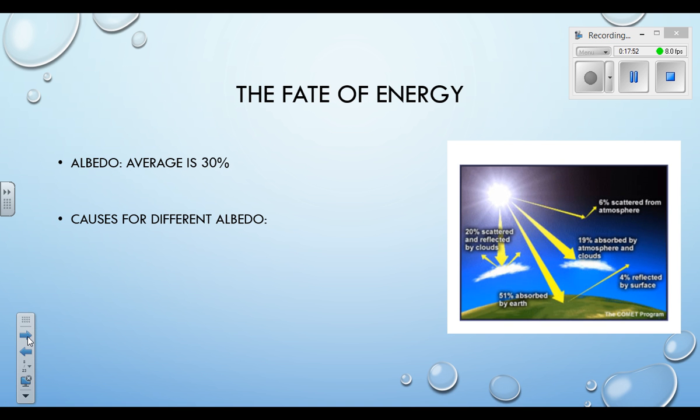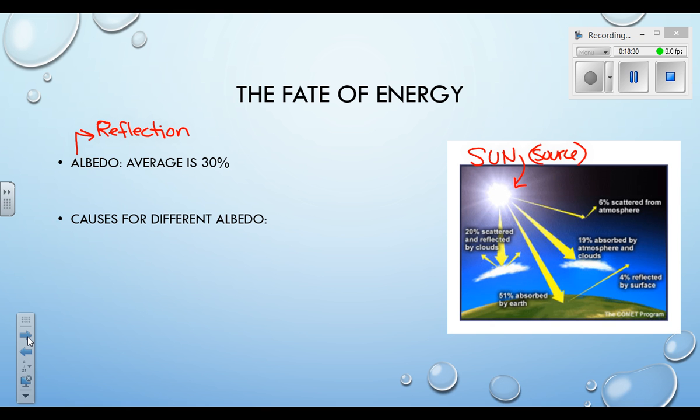So what happens to energy? You should have learned what albedo was last year, but I will remind you. Albedo has to do with reflection. So when we ask ourselves, okay, we have the sun, which is our main source of energy. What is happening to all the energy from the sun? Where does it go? Now, albedo is the word that describes reflection.